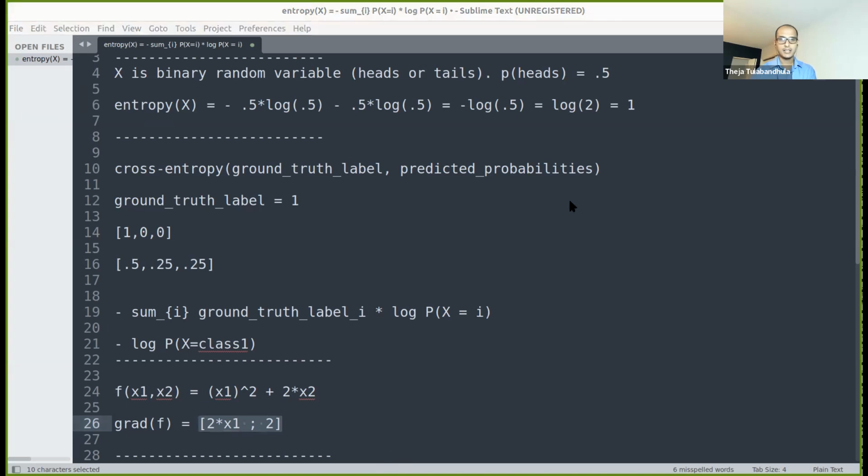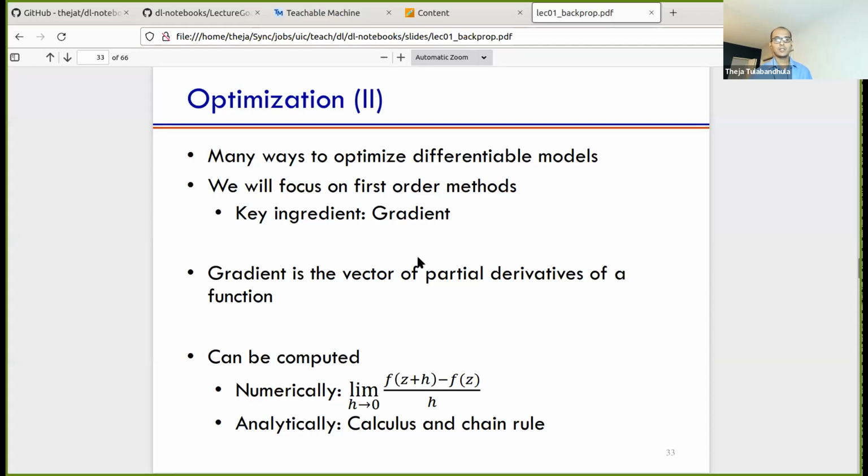Let me switch back to the slide. This gradient can be computed numerically. As I said, if you slightly change one coordinate, let's say for simplicity the input is one-dimensional, so if you change the input by a small quantity h, then how much does the output change? That rate of change is the gradient. In one dimension, that's the derivative. In two dimensions, it's the partial derivatives. You can also compute the gradient analytically, and that's what we did in that notepad.